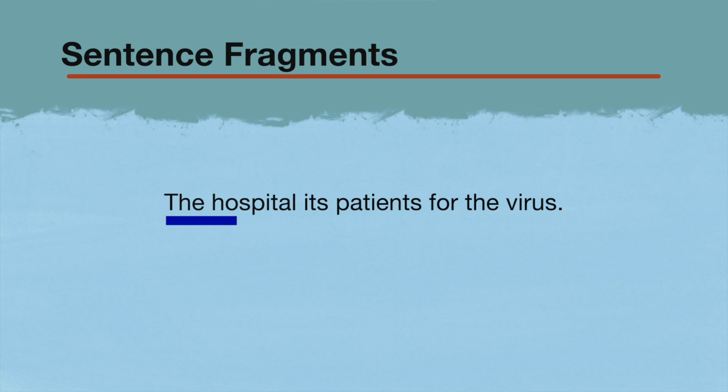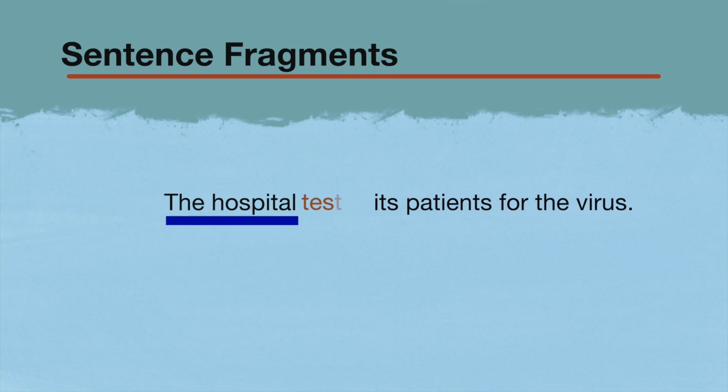This sentence has a subject. It's talking about the hospital, but we don't know the action. The verb is missing. Now, we can fix it by rewriting the sentence with the verb tested. The hospital tested its patients for the virus.